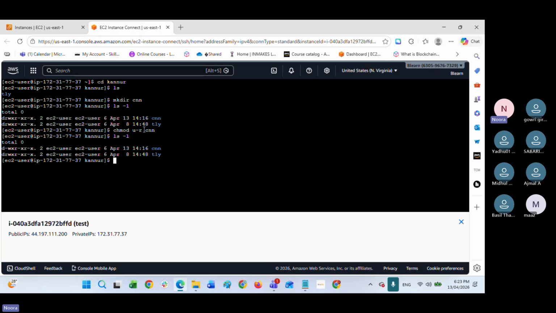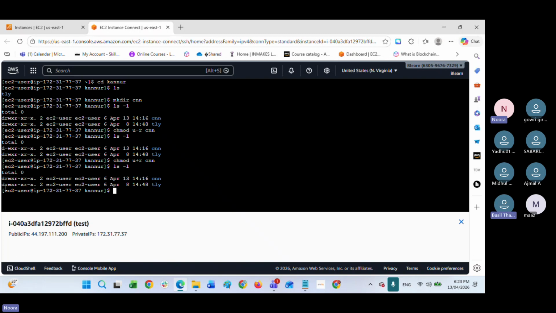Can you tell me how can we add it? Chmod. I want to add. Add means what is the operation we need to use? Plus, right? I want to add read permission: U plus R. That's how it works. For which file? CNN. Do ls minus l and check. What happened? Have you got the read permission? Yes, read is back.